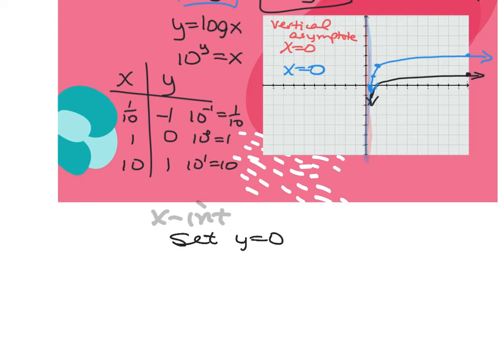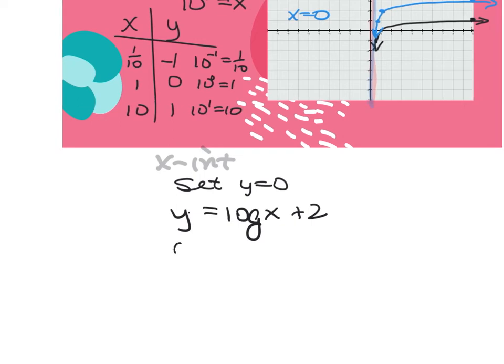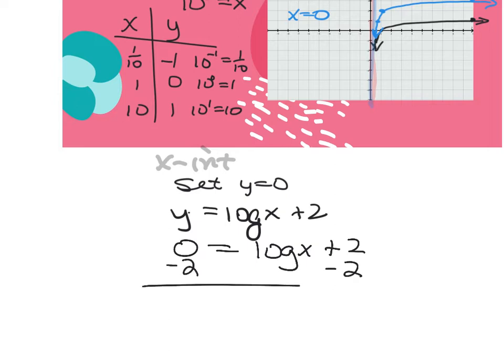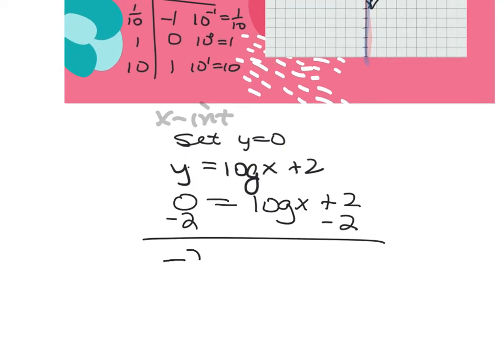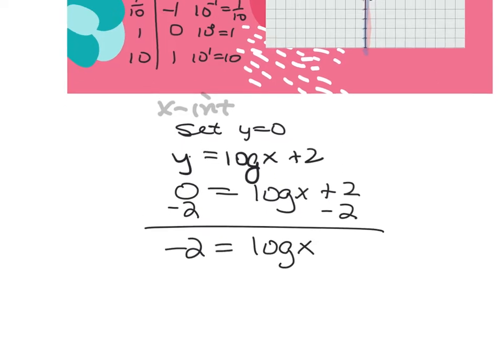So if you take your original log, let's do y equals log x plus 2. Or we could put 2, it doesn't matter. So now I'm going to put in a 0 for y, move the 2, negative 2 equals log base 10 of x, that's assumed.